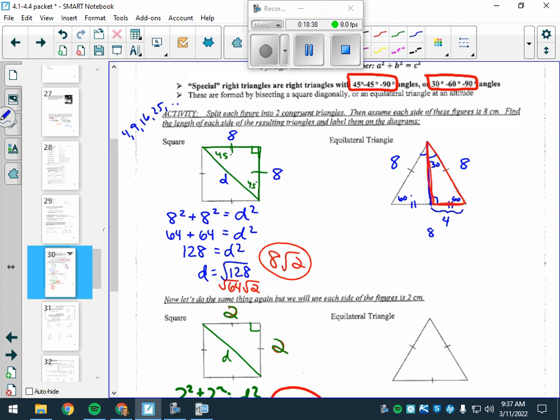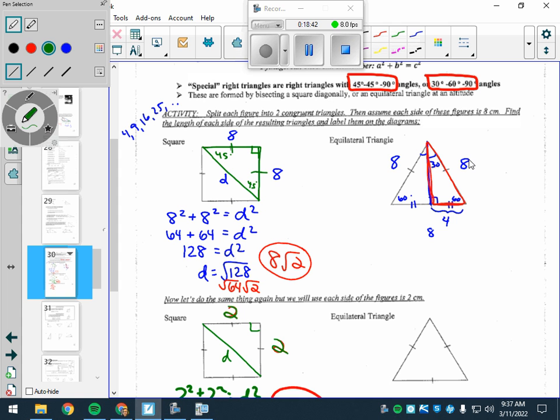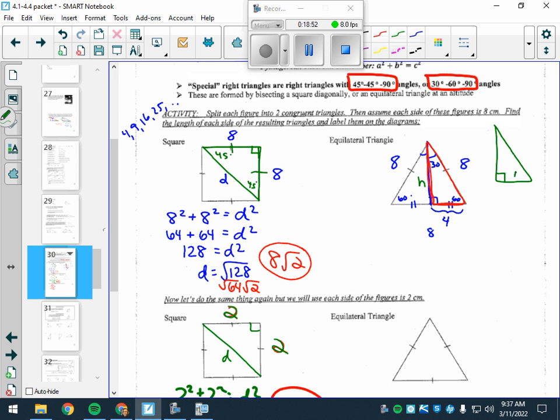All right, so our job in this one is going to be to find the height of the equilateral triangle. So if I redraw the 30, 60, 90 triangle here, I've got 60 down here, I've got 30 up here, this side's 4, this side's 8, this side is my H. How could I find H? Chris?